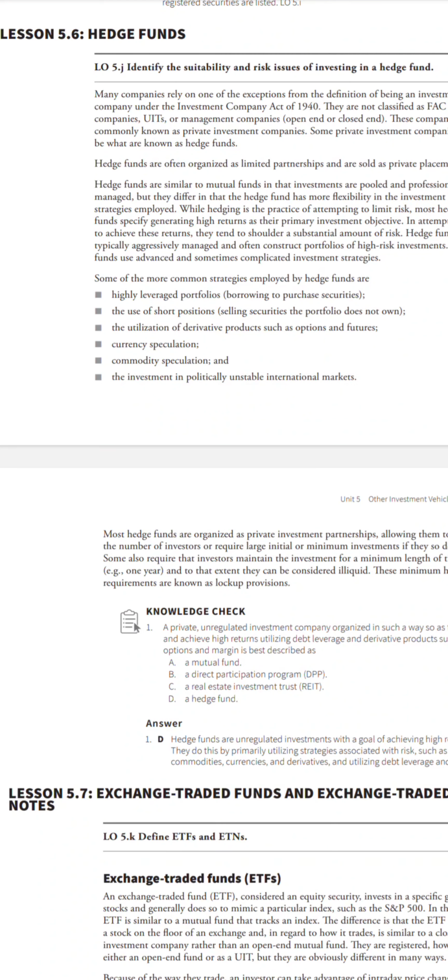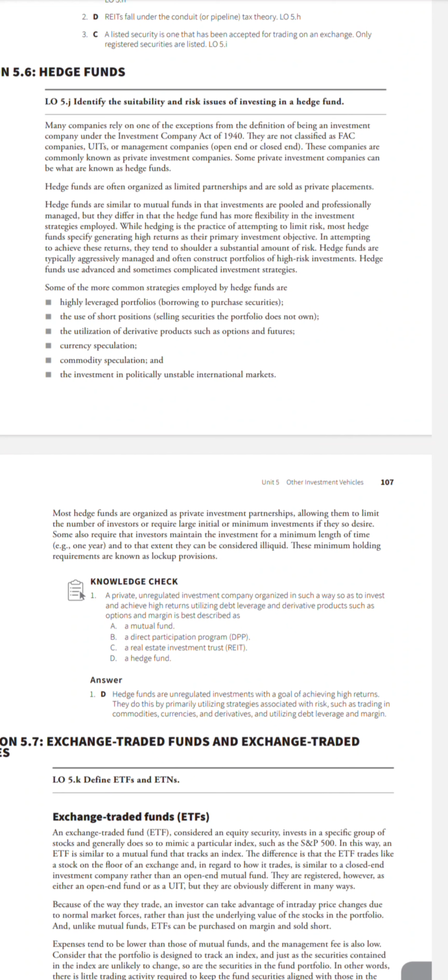Some private investment companies can be what are known as hedge funds. Hedge funds are often organized as limited partnerships and are sold as private placements. Hedge funds are similar to mutual funds in that the investments are pooled and professionally managed, but they differ in that the hedge fund has more flexibility in the investment strategies employed. While hedging is the practice of attempting to limit risk, most hedge funds specify generating high returns as their primary investment objective. In attempting to achieve these returns, they tend to shoulder a substantial amount of risk. Hedge funds are typically aggressively managed and often construct portfolios of high-risk investments.